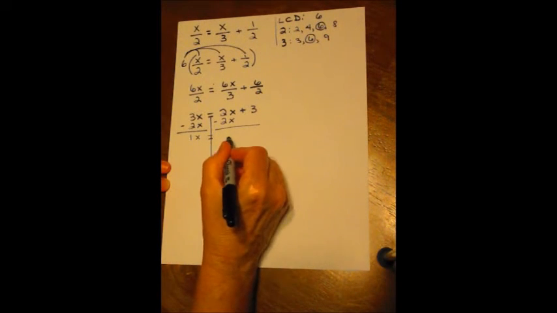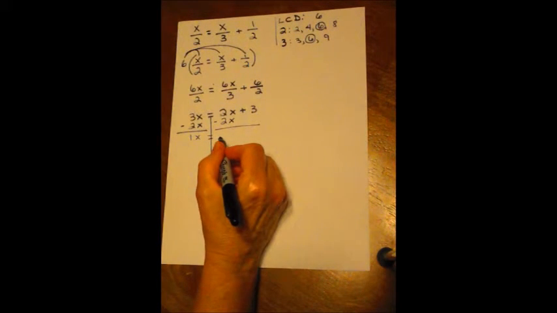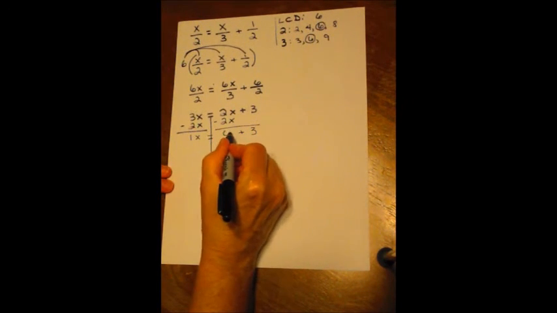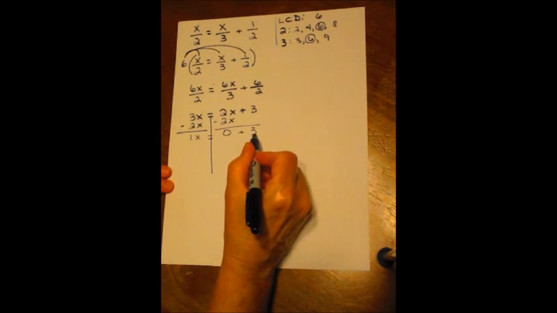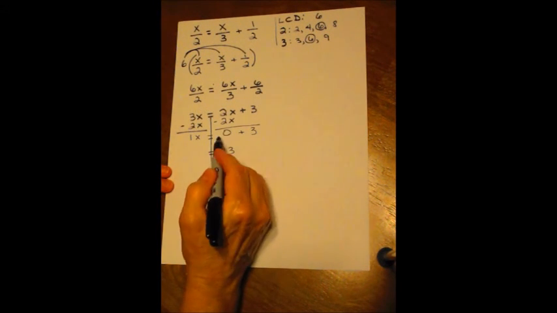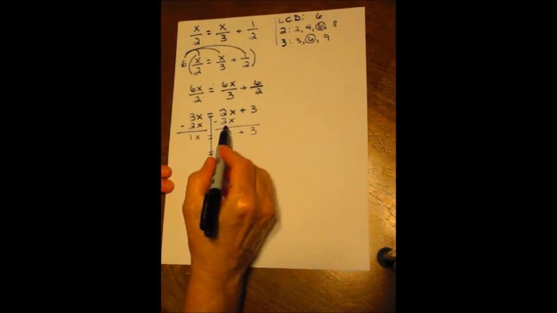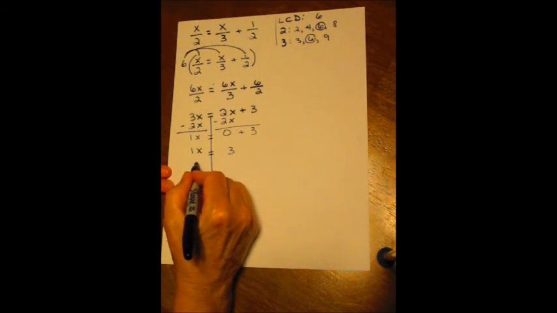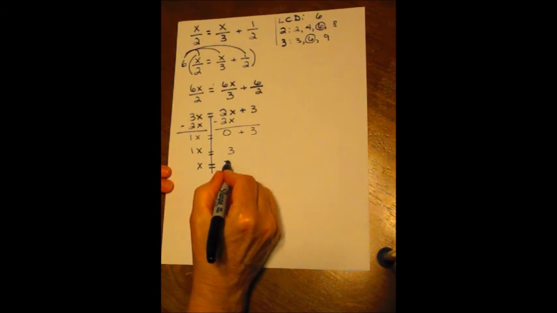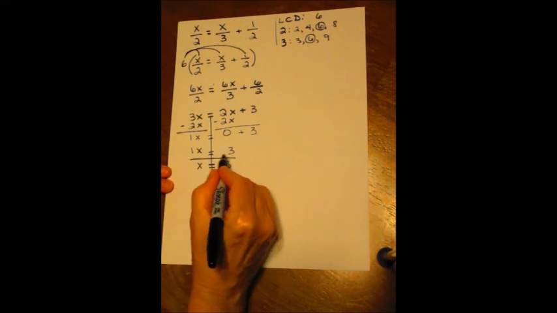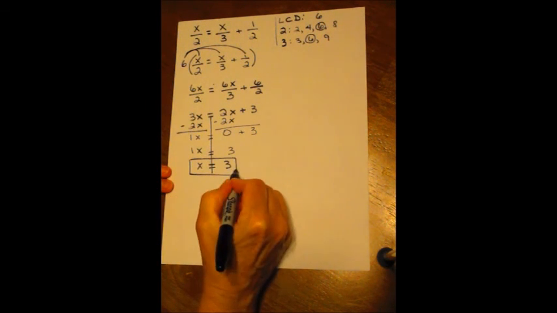So there's a 0 there, but I'm not going to write it because I don't need to. Plus 3. Or if I write it, I have 0 plus 3, which is the same as 3. That's why I don't usually write it, but I wanted you to see that that's what it means. Now over here, I'll just bring down that 1x. And this is the same as x equals 3. 1x and x are the same. So there's my solution. X equals 3.